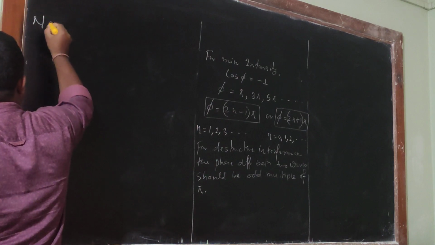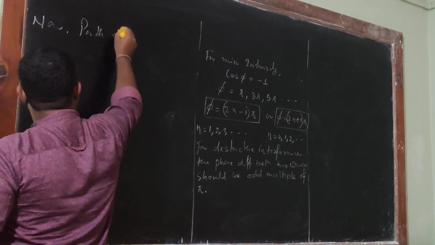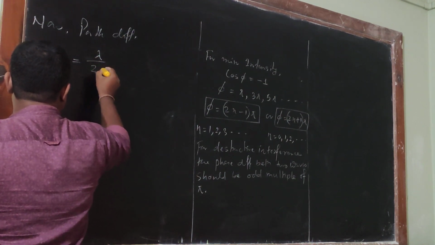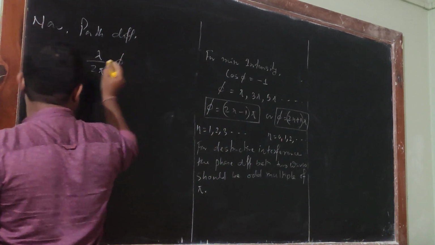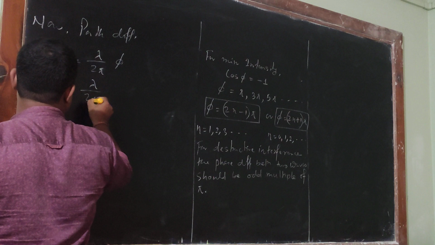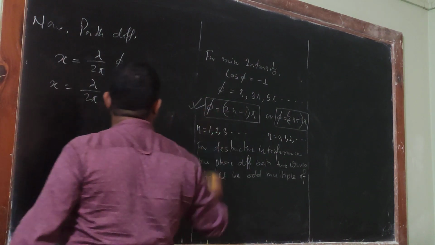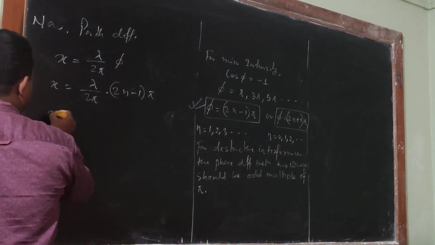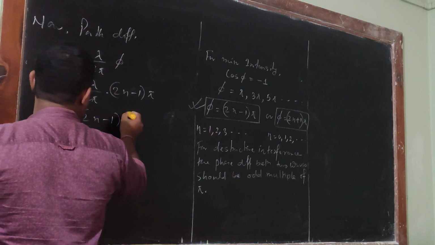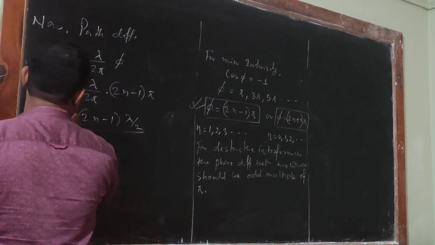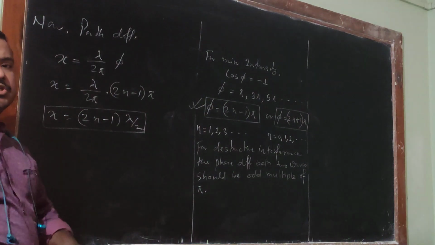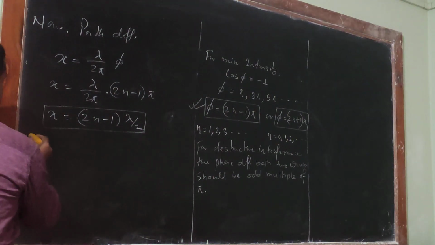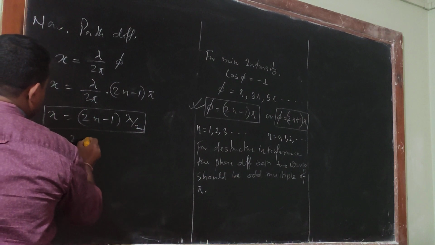Now path difference x equal to lambda by 2 pi into phase difference. So lambda by 2 pi. So we use this one, okay? (2n minus 1) pi. So x will be (2n minus 1) lambda by 2. So this is the condition for destructive interference. So path difference is an odd multiple of lambda by 2. So here n is equal to 1, 2, 3 like that.